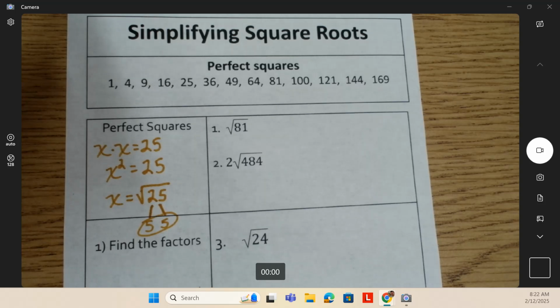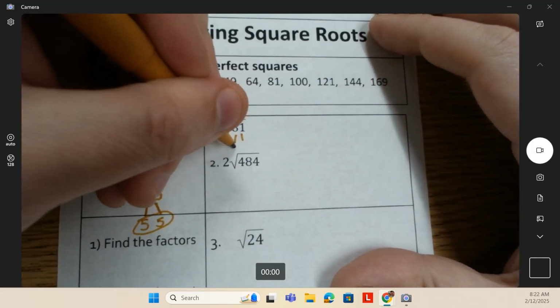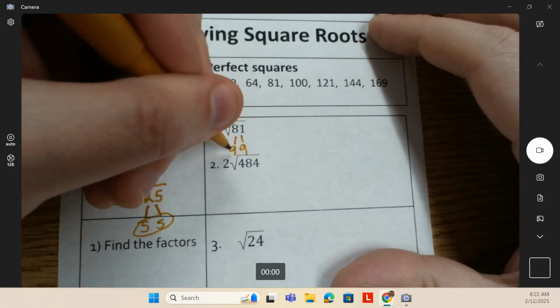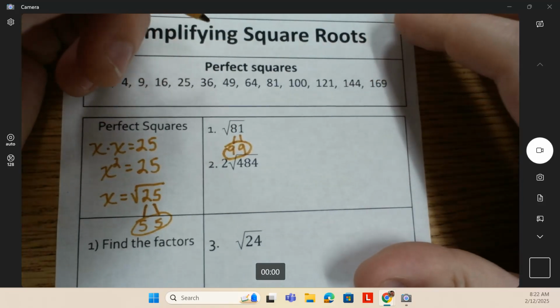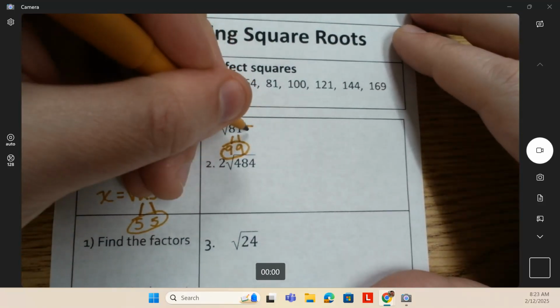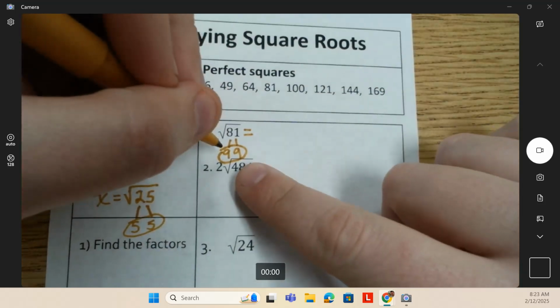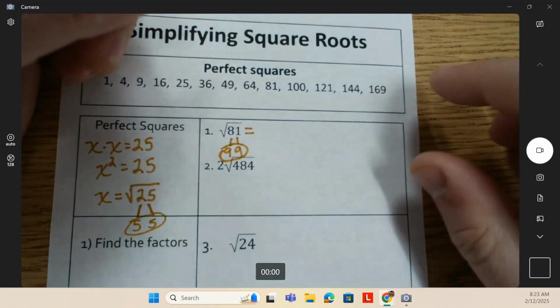So looking first at 81, I know 81 can split up into just 9 times 9. Okay? And you probably already know, oh, the square root of 81 is 9. But the way that we talk about it here is that once I find a pair, that pair joins together and moves outside of the house.